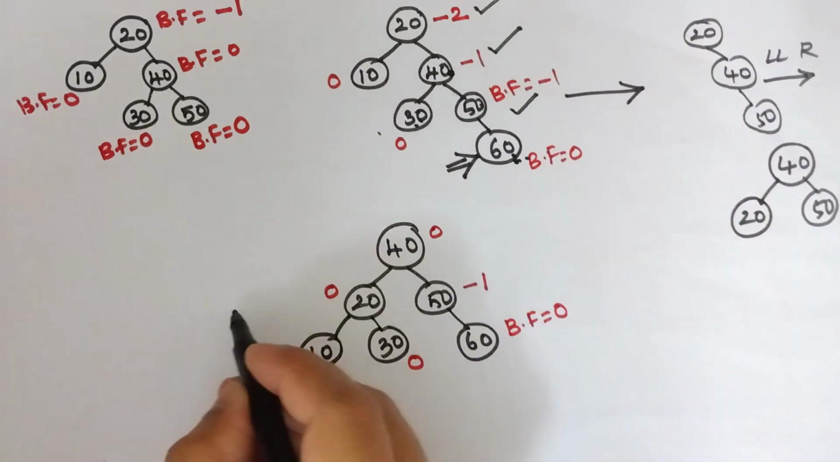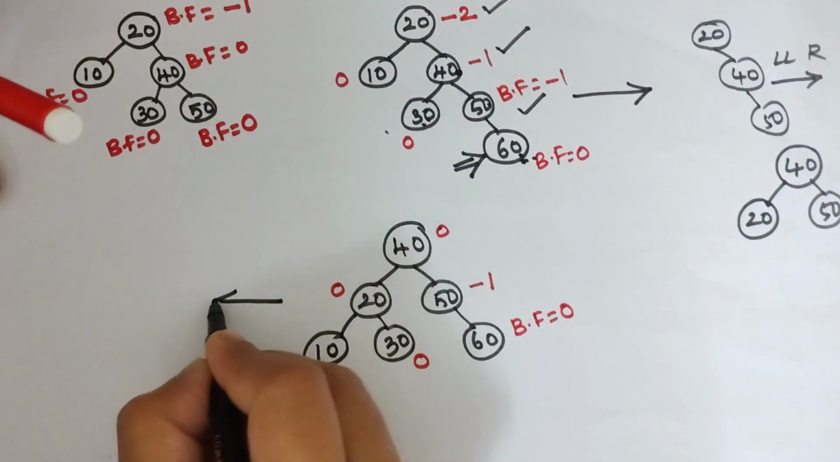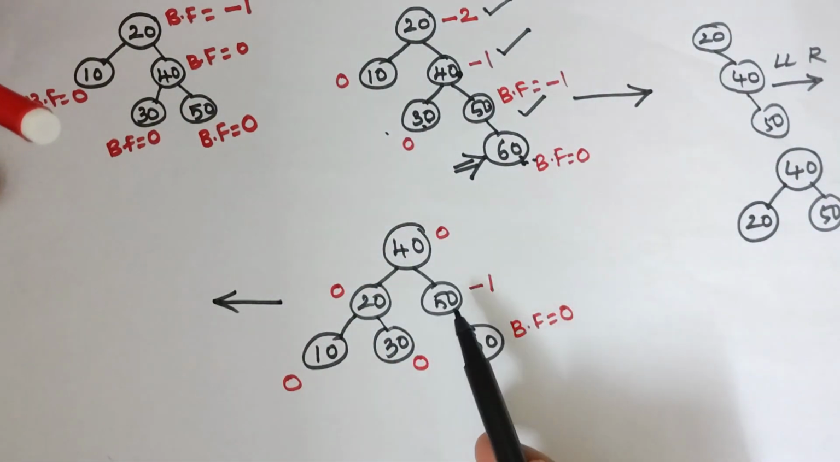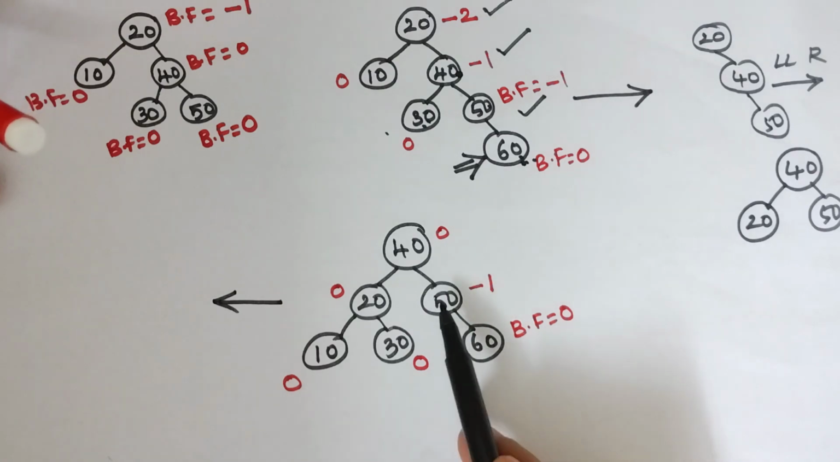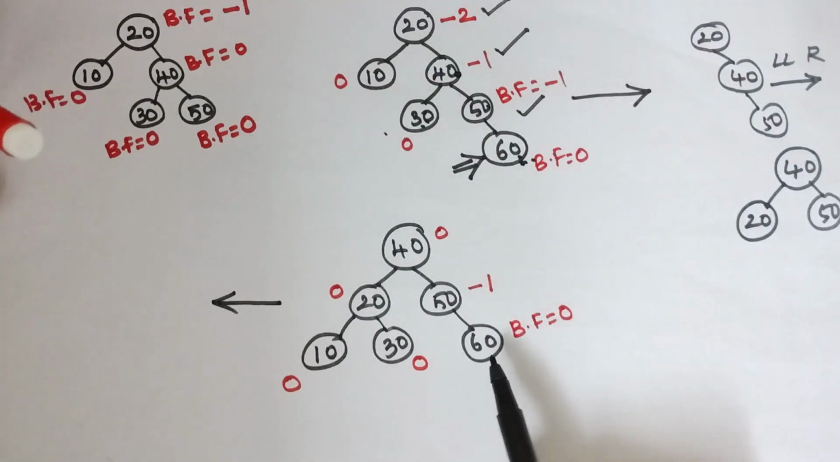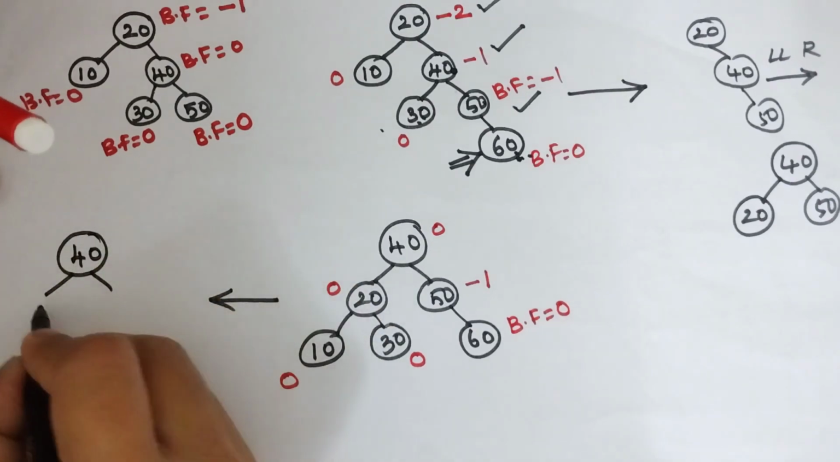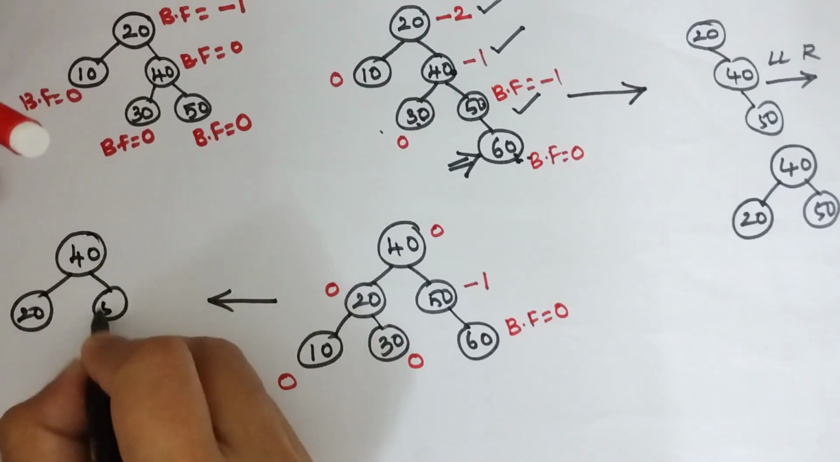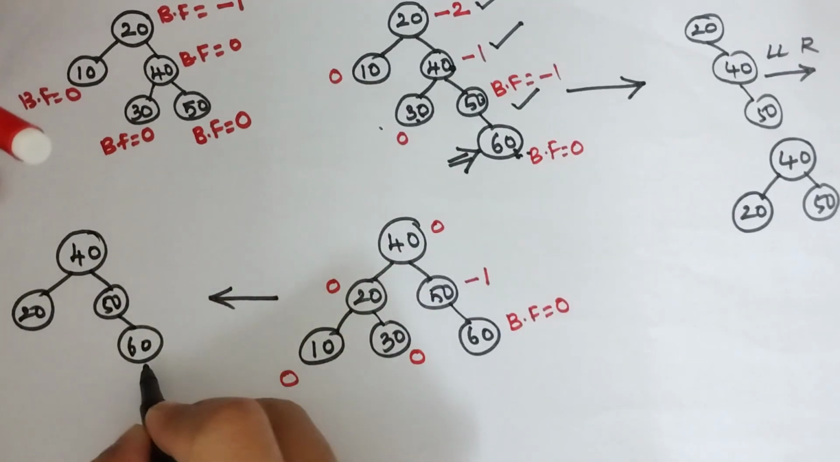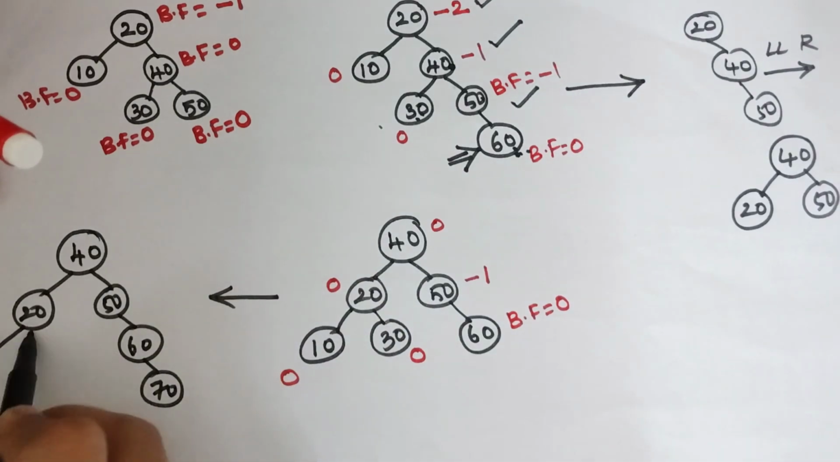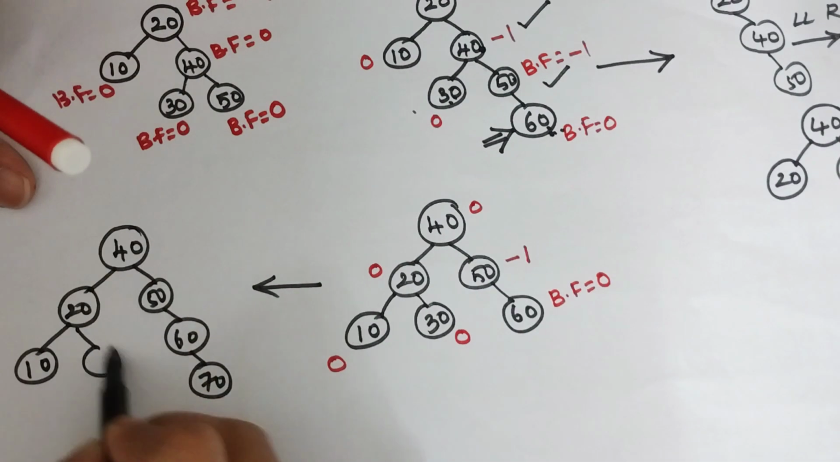Okay. Now insert 70. Where will 70 get inserted? Compare with 40. It is greater, so move to right. Compare with 50. It is greater, move to right. Compare with 60. Again, it is greater, move to right. Now in this case, 70 should be placed to the right of 60. So where will 70 get placed? To the right of 60. And here it is as it is, that is 10 and 30.